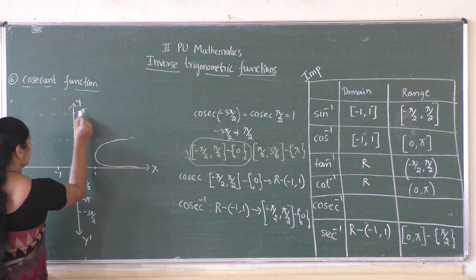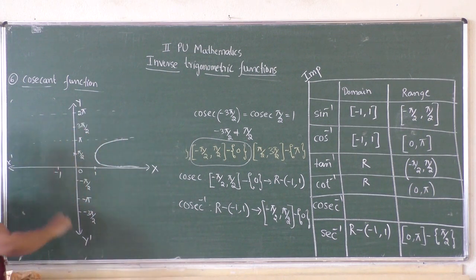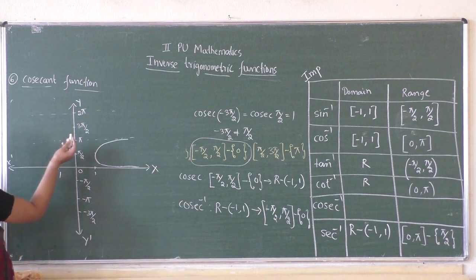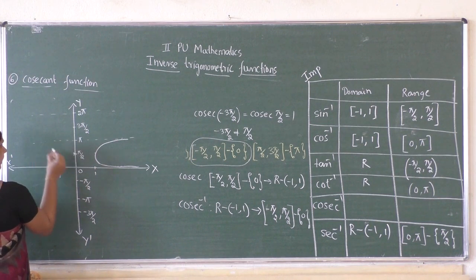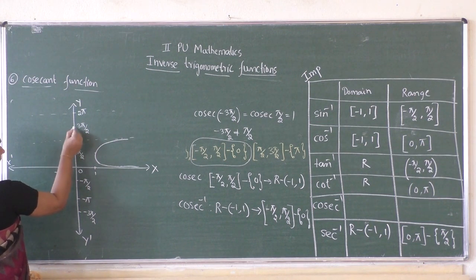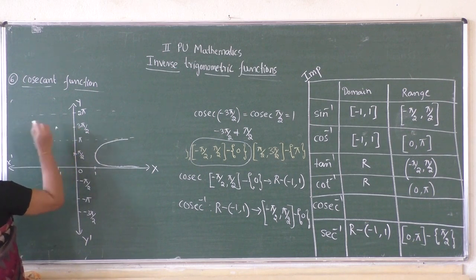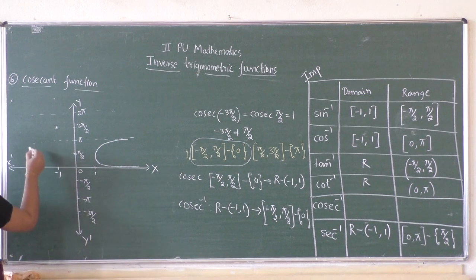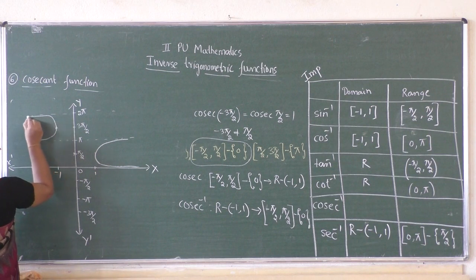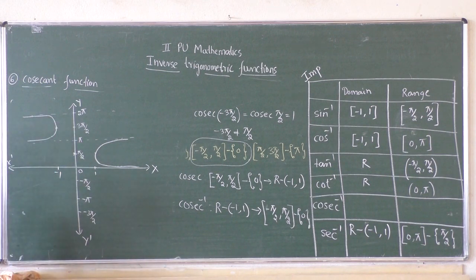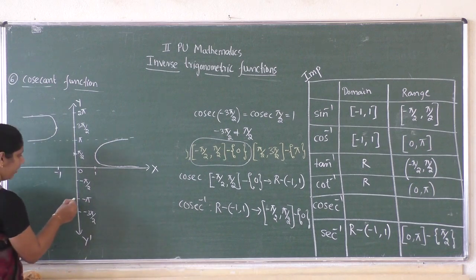Now from pi to 3 pi by 2 and 3 pi by 2 to 2 pi, that is the third and fourth quadrants, the cosec function is negative. Cosec pi is infinity, so minus infinity, and at 3 pi by 2 the value is minus 1. So the graph looks like this. So this is the graph in the first up to the fourth quadrant. The same graph repeats.